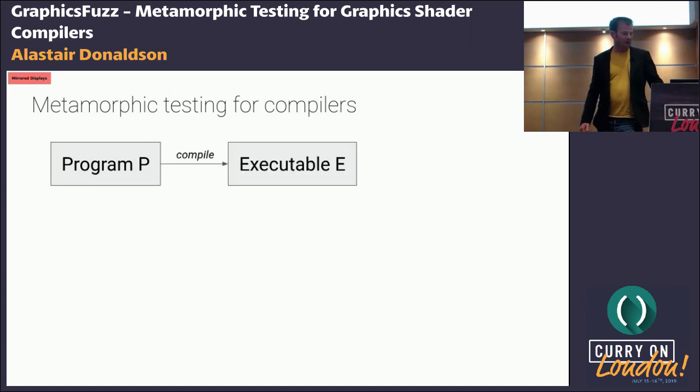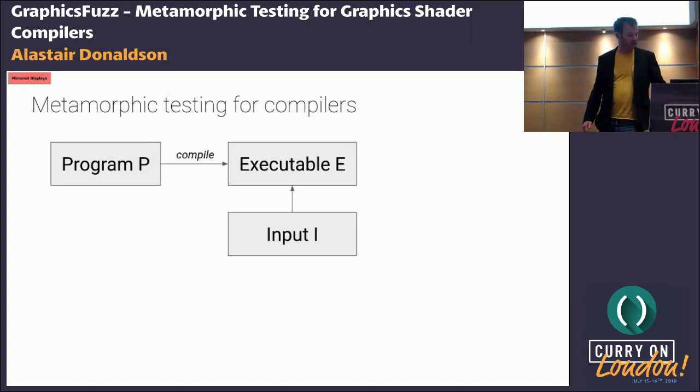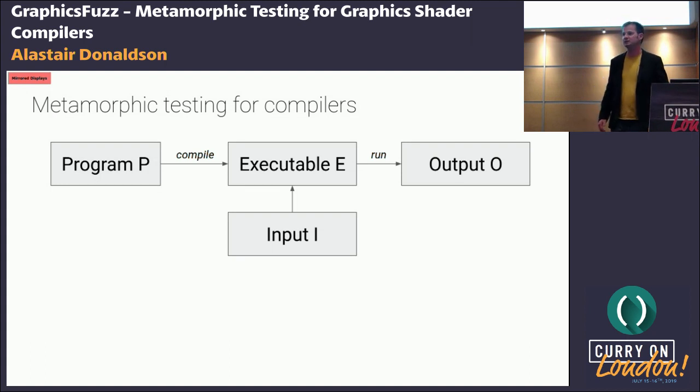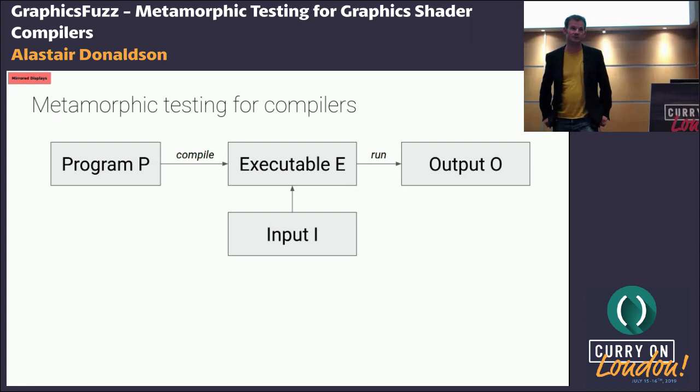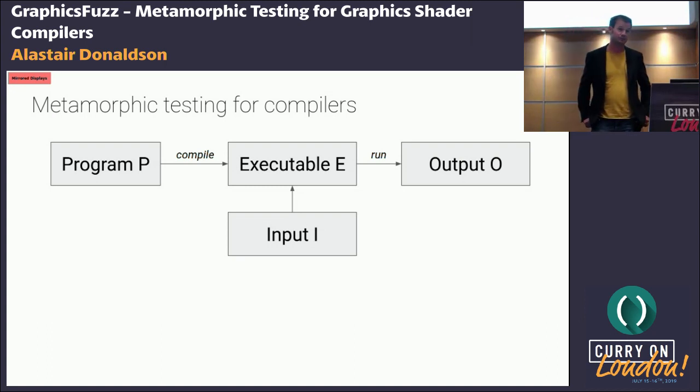If we compile the program into an executable and run the executable on some input, we get some output. And the thing that makes compilers really hard to test is that we don't have any way of knowing a priori what the expected output should be when we run the program on that input. Knowing that is as hard as building a compiler. And for a complex language like C++, for instance, that's really difficult.